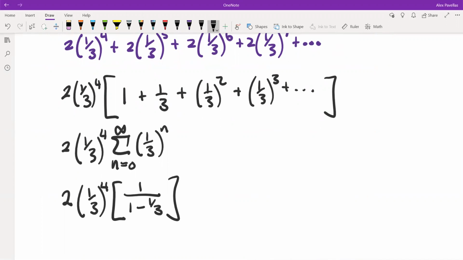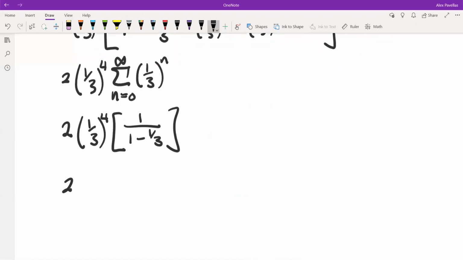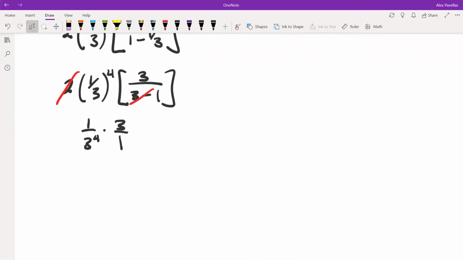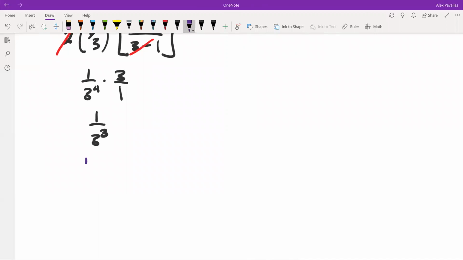If we multiply top and bottom by 3, we get 2 times 1/3 to the 4th times 3 over 3 minus 1. And the 3 minus 1 becomes a 2, and so that cancels with the 2 out front. And this 3 will cancel with one of the 3's on the bottom, and so we'll get 1 over 3 to the 4th times 3 over 1, and so we get 1 over 3 cubed, or 1 over 27 is the value of our sum.